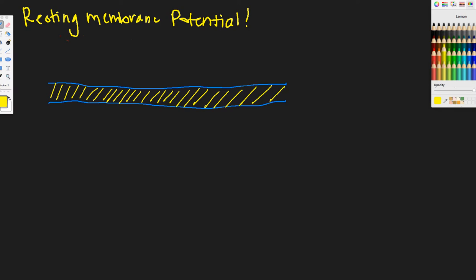Okay, so now let's label our imaginary cell according to which side of the membrane is inside and which side is outside. So let's say this is extracellular, and this side is intracellular.